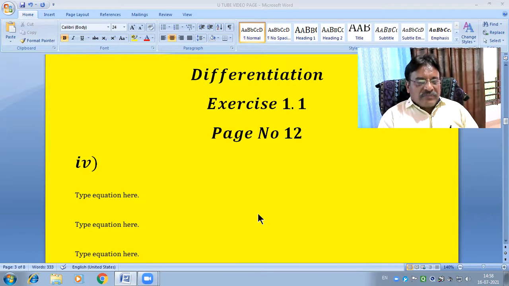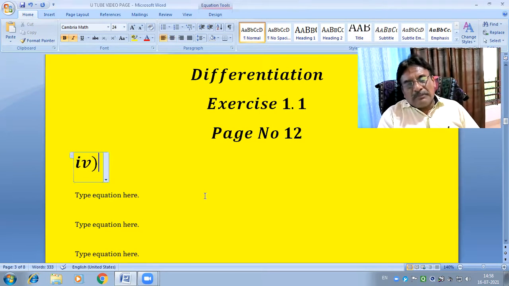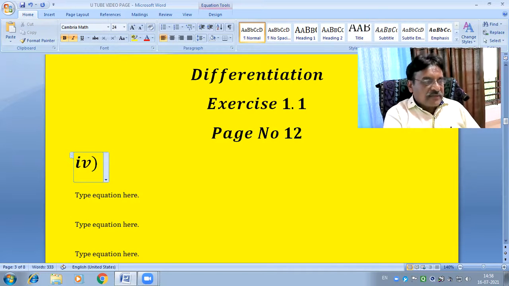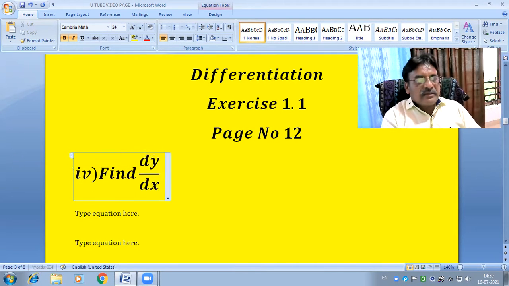Today we solve problems on unit differentiation from Mathematics Part 2, Exercise 1.1, page number 12 from the board book. Here we solve problem number 4. In this problem, we find dy by dx.